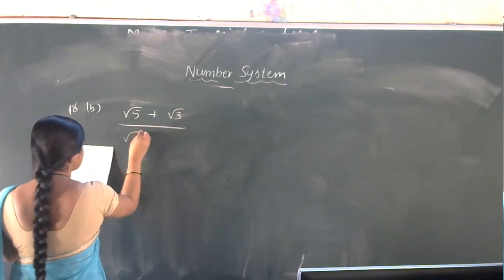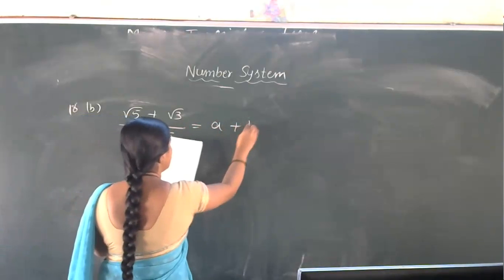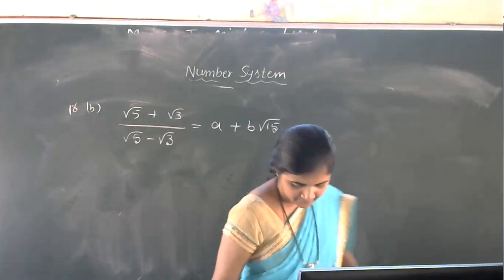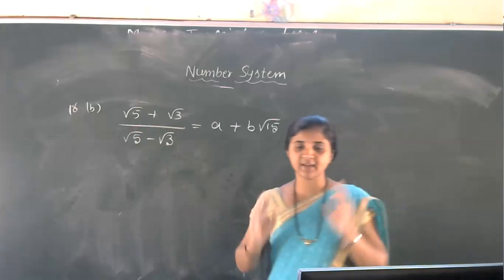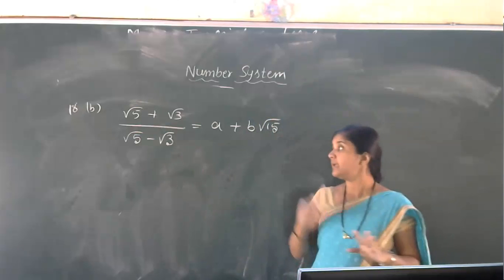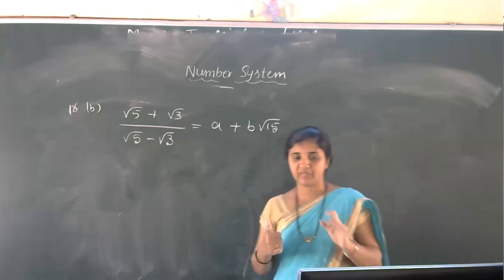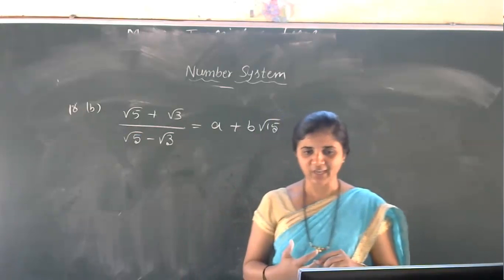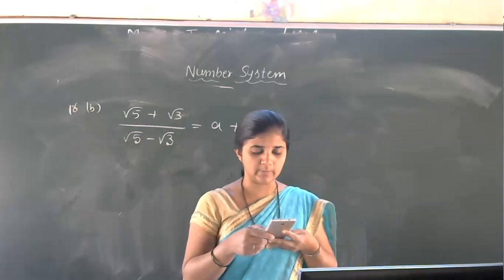Root 5 plus root 3 divided by root 5 minus root 3, which is equal to A plus B root 15. Now you take this type of question, okay? A plus B root 15. You just change that second question as root 5 plus root 3 divided by root 5 minus root 3 is equal to A plus B root 15. Can you find out the A and B values now? Just try. Tomorrow we'll discuss the solution of the remaining problems.